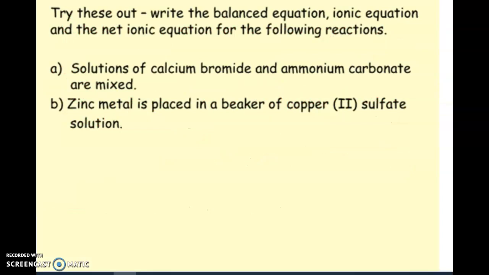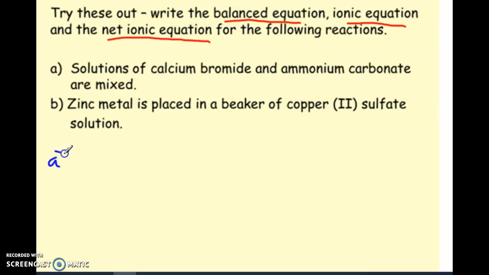Okay, so give these 2 reactions a try. So we tend to use this type of reaction writing when it comes to double displacements, but just so you're aware, you can also do this with any other type of reaction. Okay, so for A and B, I want you to write all 3 reaction types: the balanced equation, the total ionic equation, and then the net ionic equation. So pause the video, give these a try.